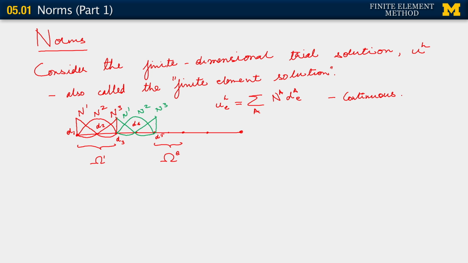Mathematical notation for a continuous function is C0 on omega. When we say a function is C0 on omega, C0 simply means the function itself is continuous over the domain omega. What about its derivatives? Are its derivatives continuous over omega? Think about that.